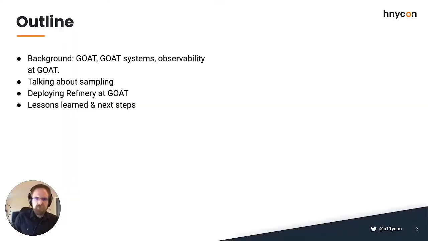Just a general outline of what I'm talking about. I'll give some background on Goat, telling you about our company, our systems, and our observability tooling. Then I'll talk a little bit about sampling in general: why you would wish to sample, why you might not wish to sample, and why we chose to sample. Then I'll talk specifically about Refinery, mainly about our process of deploying and managing that. And then I'll finally wrap up with some concluding remarks, things that we've learned, things that we'd like to improve about this going forward.